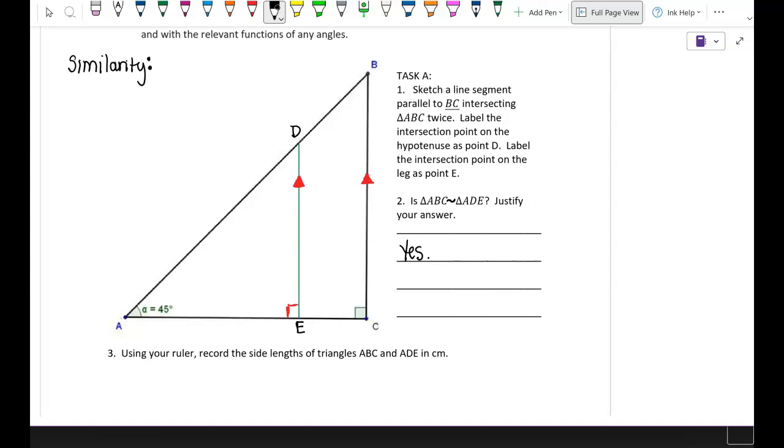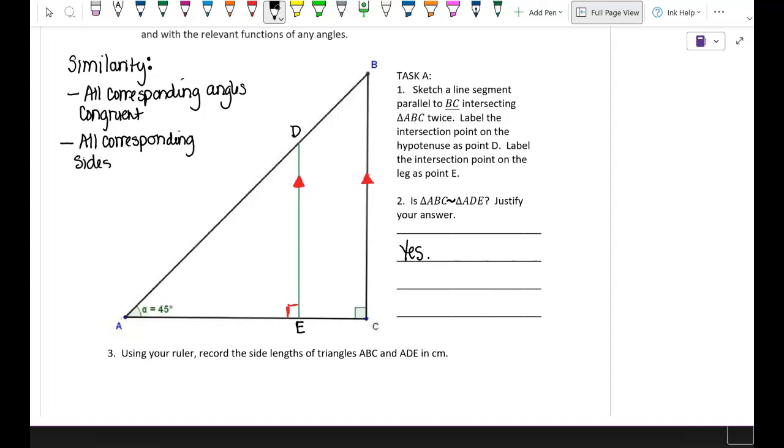Now, just to remind ourselves, what does it mean for the two items to be similar? Which is why we did that unit before we did this. It does mean all corresponding angles are congruent, and all corresponding sides are proportional. And again, that's just a reminder of what is the definition of similar figures.